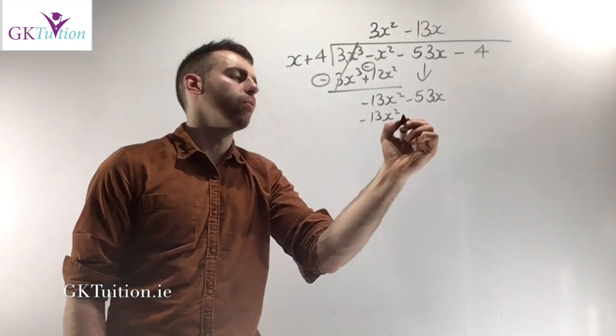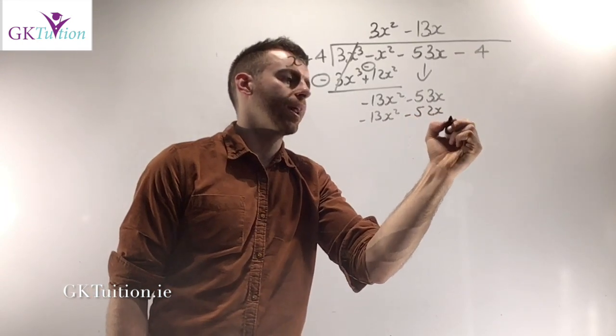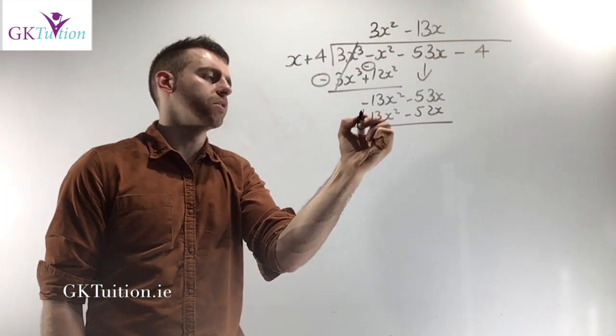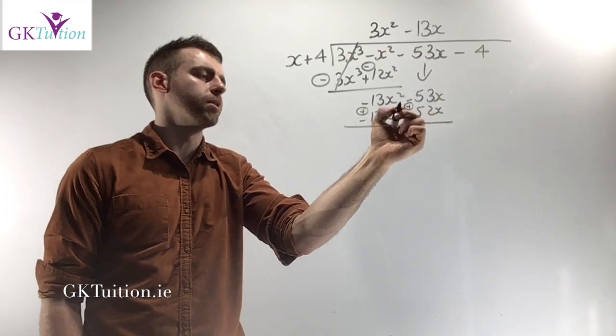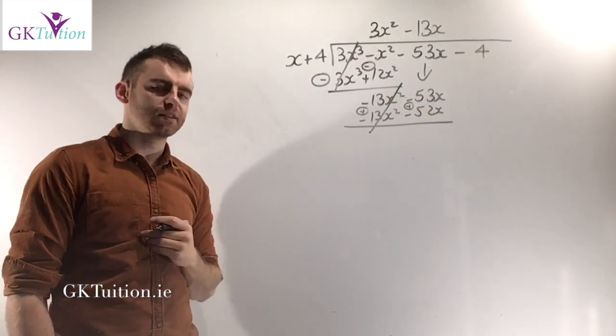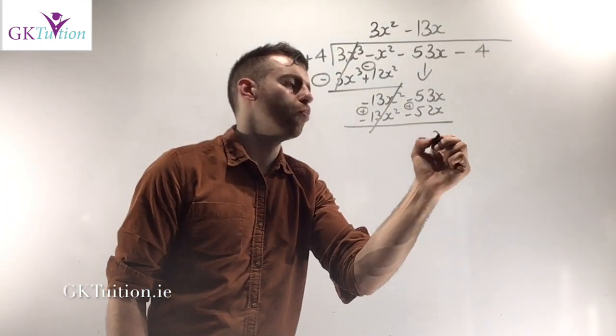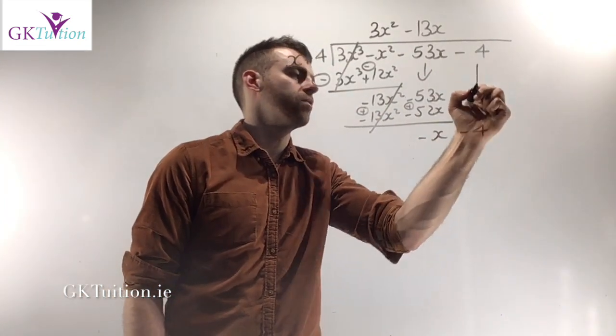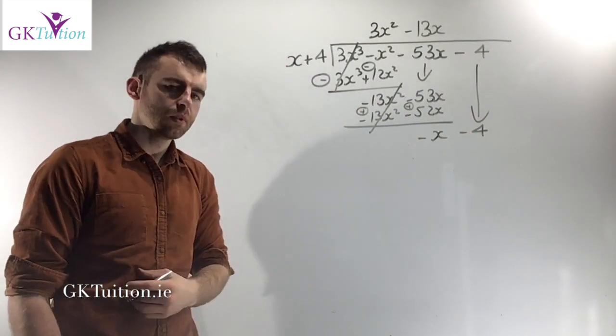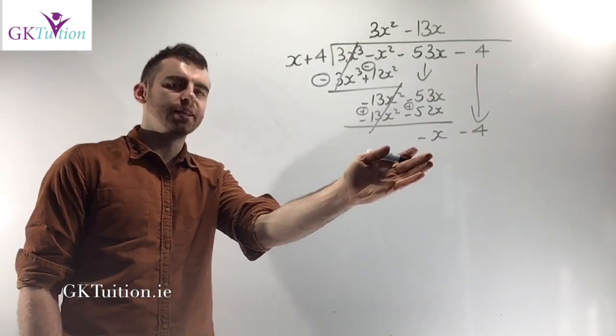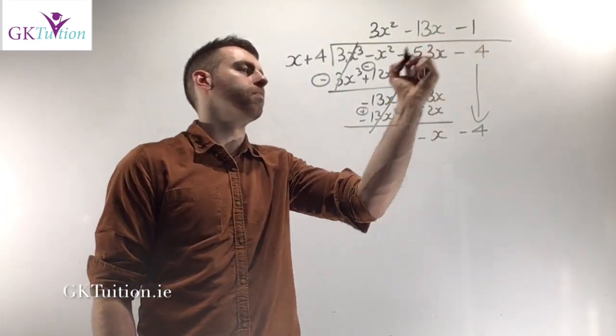Minus 13 by 4 gives you minus 52x. Change your signs, so this becomes a plus and this becomes a plus. Your x squareds will cancel. Minus 53 plus 52 gives you minus 1x, and you take down your next term, which is a minus 4. Then you divide x into minus x, and that gives you minus 1.